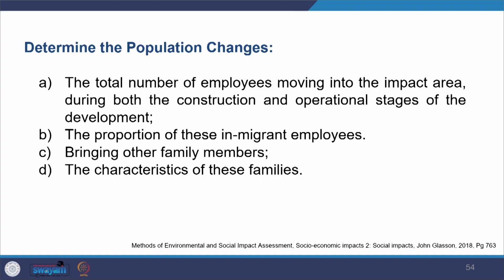Therefore, the easy way to estimate this is to calculate the total number of employees moving into the impact area, the proportion of these in-migrant employees bringing other family members, and then the characteristics of these families. So the direct population change can be calculated from the project design itself. And then there is also an indirect way of calculating it.